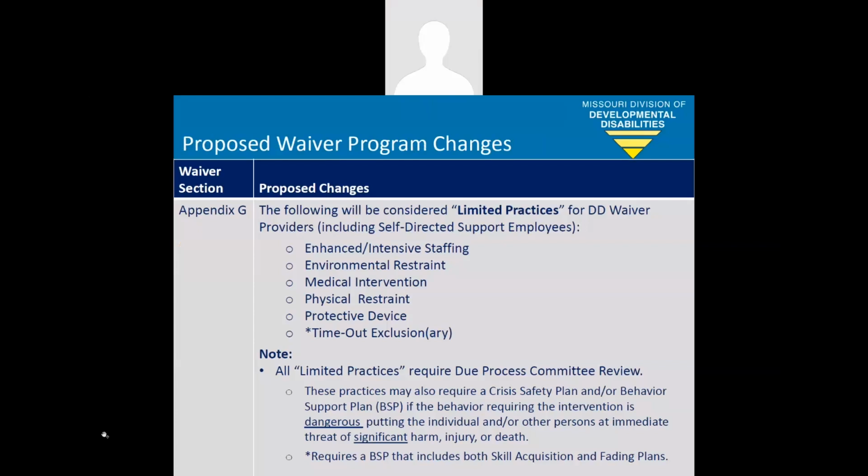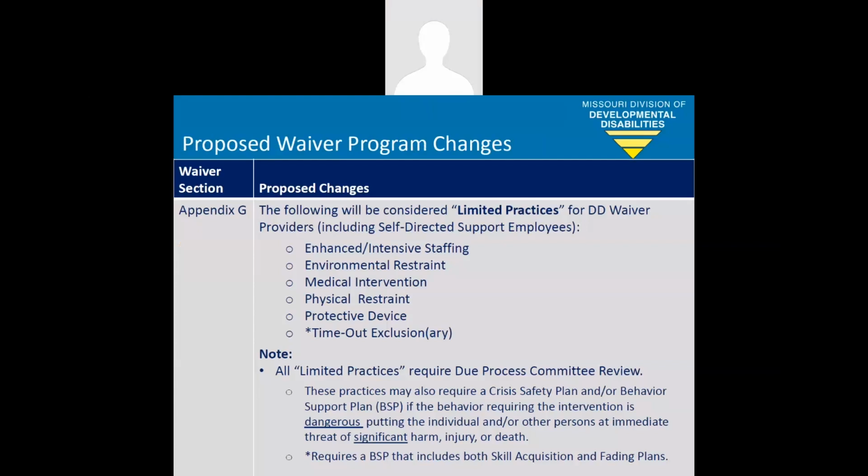Hello all. As mentioned, I am Dr. Timothy Weil. I'm the Chief Behavior Analyst for the state of Missouri. I'm speaking to you today in an effort to relay changes that have been made to Appendix C and Appendix G in our new waiver application. This information includes a listing and brief discussion of two categories of procedures.